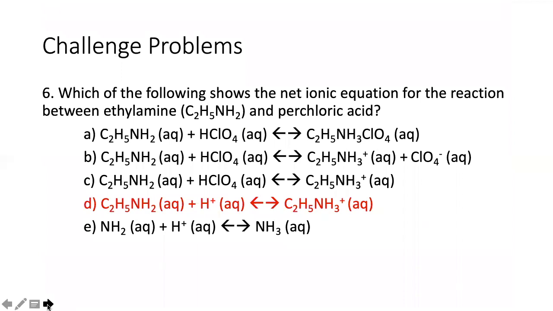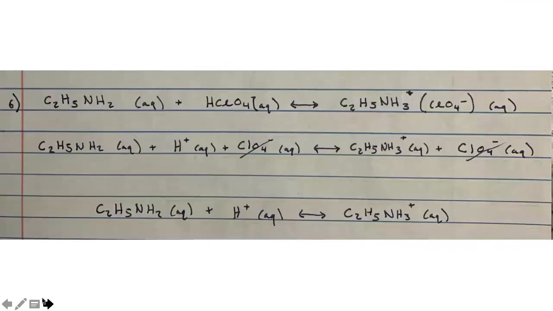Okay, number 6, which of the following shows the net ionic equation for the reaction between ethylamine, whose formula is given, and perchloric acid? Okay, so at first I just write my reactants, right? Ethylamine is going to react with perchloric acid, and perchloric acid is indeed an acid. So it's going to lose that hydrogen, which is going to go to ethylamine. Okay, so on the product side, I'm going to have the ethylamine plus a proton, right? So now it's C2H5NH3, so it's going to have a positive charge. And then from my perchloric acid, after that hydrogen is lost, it's just perchlorate that's left.